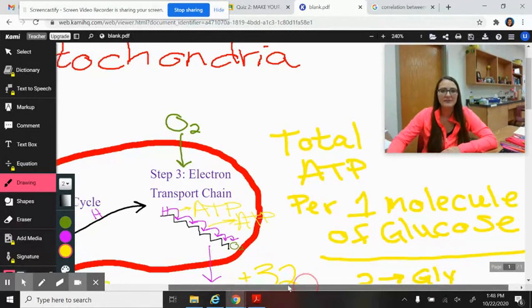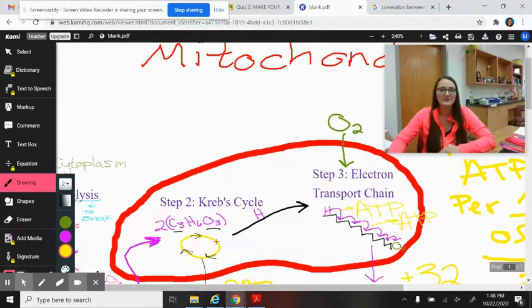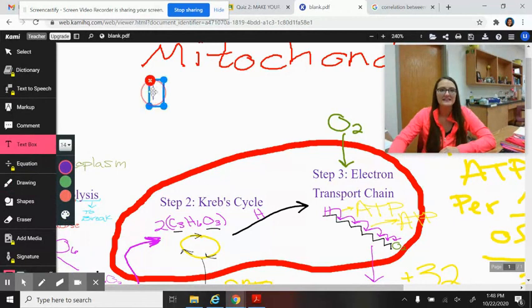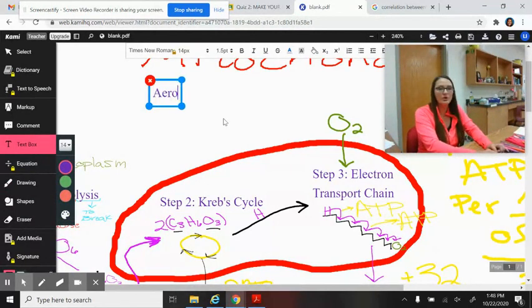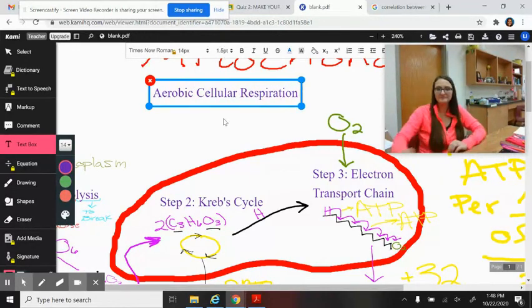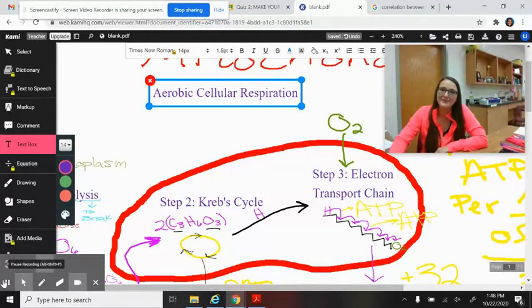Okay, so the only thing I want to add, just to conclude our notes on this for the day, is that this is the total for aerobic cellular respiration. Okay, and that concludes our notes on aerobic cellular respiration today.